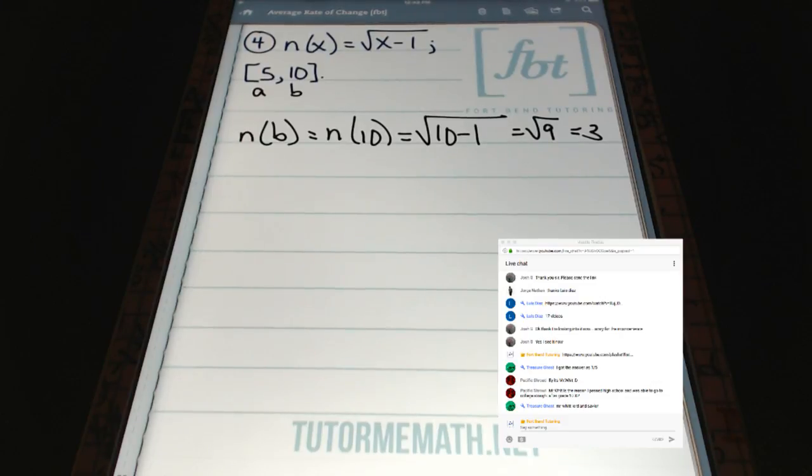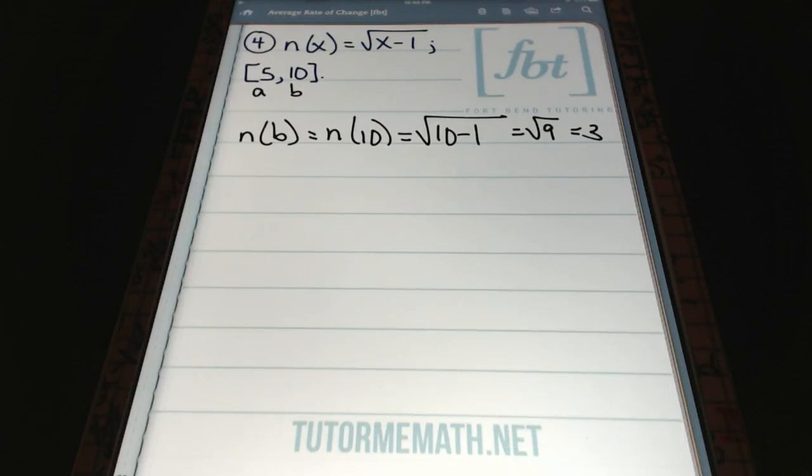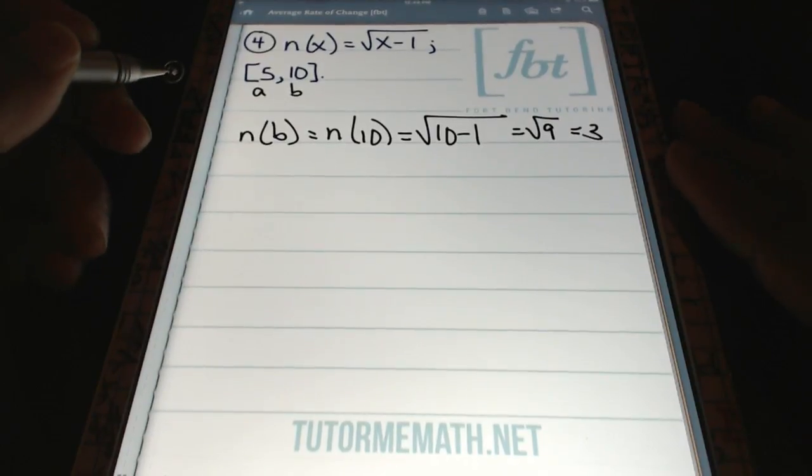All right, so TG says, Mr. Witt, Lord and Savior. No, sir, nowhere close, man. Nowhere close. I am literally not walking on water here, but I'm trying to get better every day.